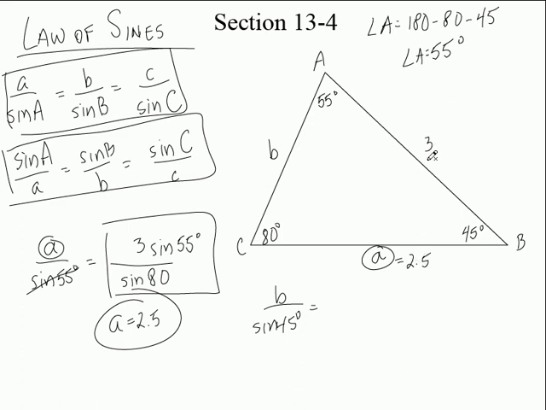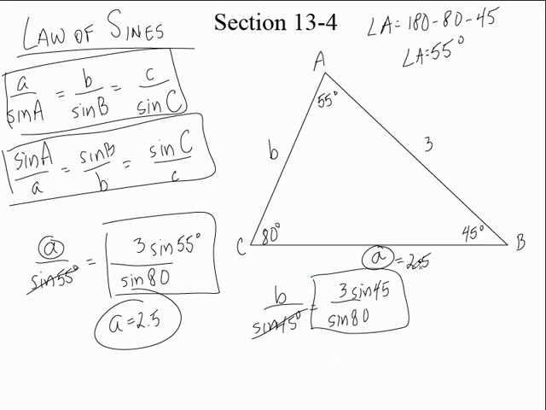I like to use the original information as much as I possibly can. Is that all right? So let's do this again. So b over sine of 45, now I'm going to go 3 over sine of 80. The math is exactly the same. Multiply both sides by the sine of 45, and now just plug that into the calculator. Let's see what we get.